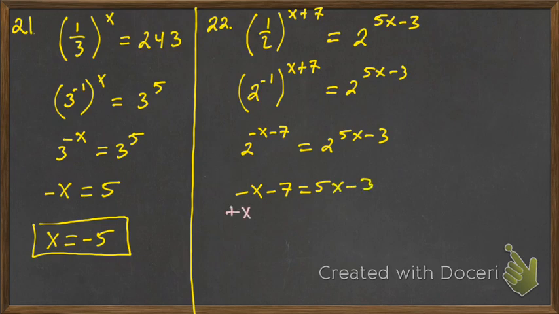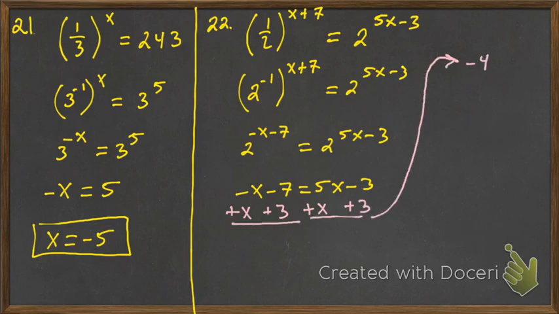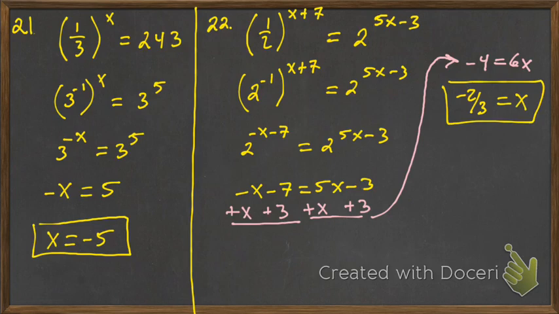We're going to add x and add 3, and add x and add 3. So we have -4 is equal to 6x. Divide both sides by 6, and then reduce, and we get -2/3 is equal to x. Okay? So that one's a little more complicated. And we're going to look at, I think, 2 more here.